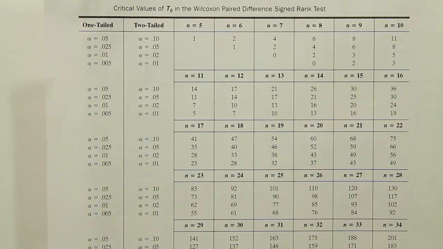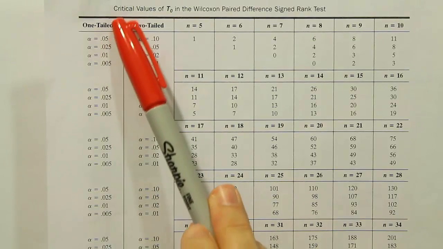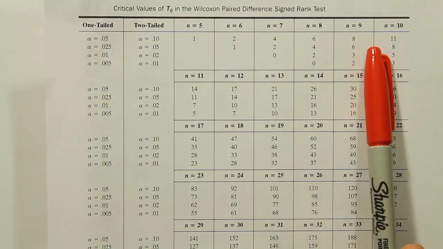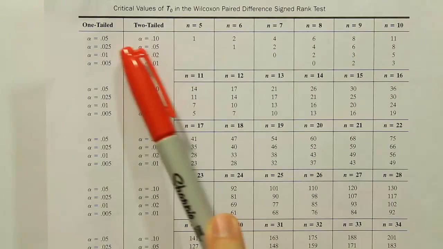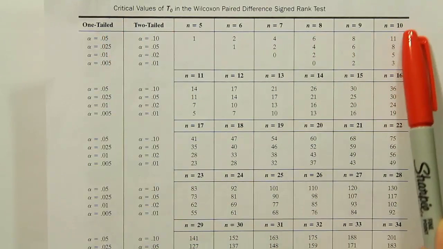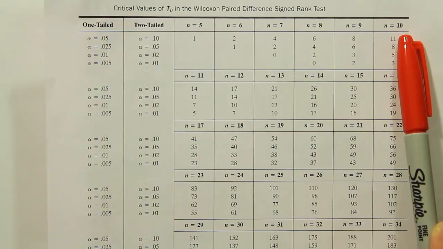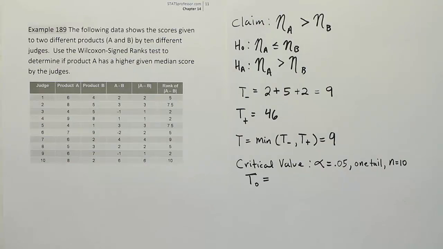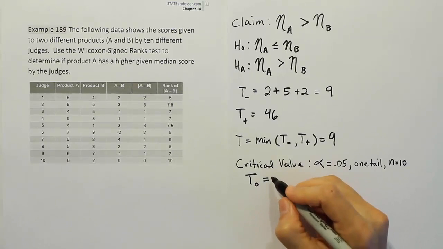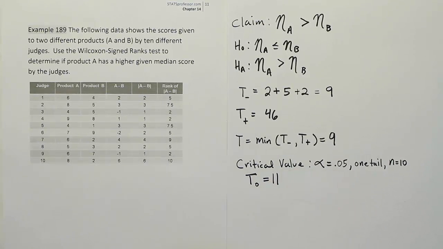Okay, so we're at the signed rank test table, and we're looking for alpha of 0.05 in one tail with N being 10. So again, we're looking at alpha 0.05 in one tail and N being 10. That's going to give us the value 11, right? So we're looking for the value in the first row because we're in the 0.05 one-tailed where N is 10, and we get T0, our critical value, to be 11. Okay, so T0 turns out to be 11. All right, now that we have that value, we're going to compare it against our test stat.